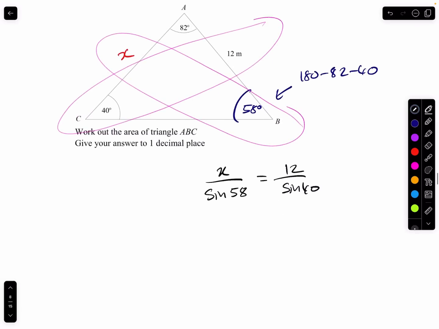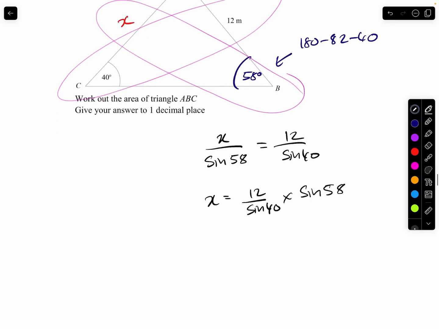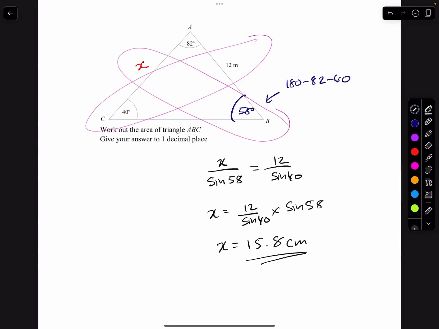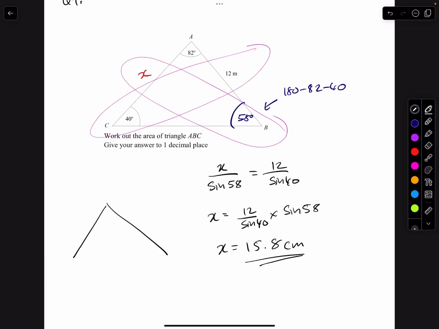Rearrange this in terms of x, so move the sine 58 to the other side. You could do it like this if you want. Some students prefer this. I prefer to just put this and add it on there and then one fraction, but whatever you do is okay. That gives us x is equal to 15.8 centimeters, rounded to 1 dp. If we draw this triangle out now, so that we know what we've got, we've got x is 15.8, this 82, and 12 centimeters.